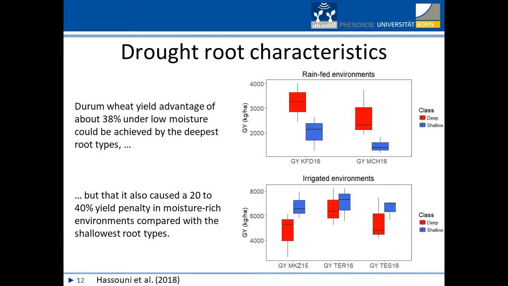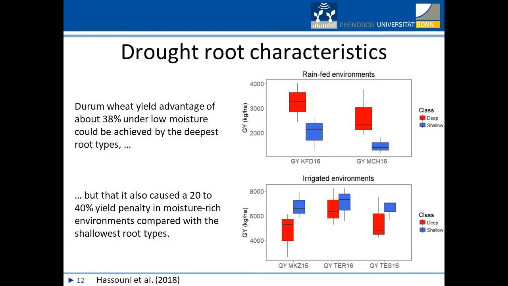But is a deep root system always beneficial? I would like to show you a nice study from colleagues that compared durum wheat genotypes in two different environments, and they divided them into deep, shown here in the red bars, and shallow rooting genotypes. The top panel shows the grain yield under rain-fed conditions for two sites, and as you can see, the deep rooting genotypes perform better. The authors conclude that the durum wheat grain advantage was about 38% under low moisture conditions, and this was mainly achieved by the deepest rooting genotypes.